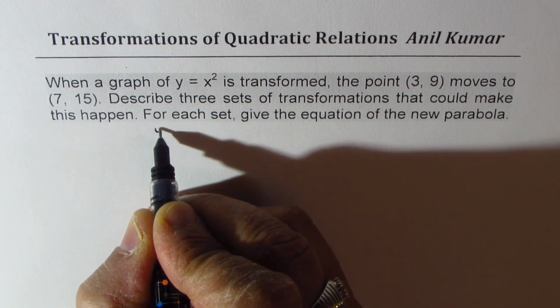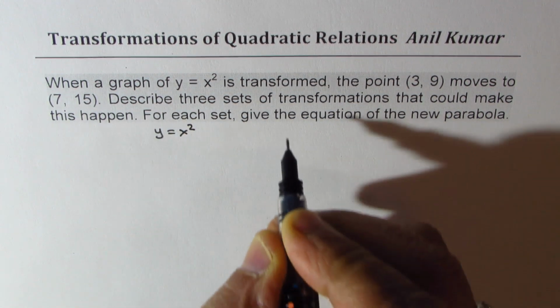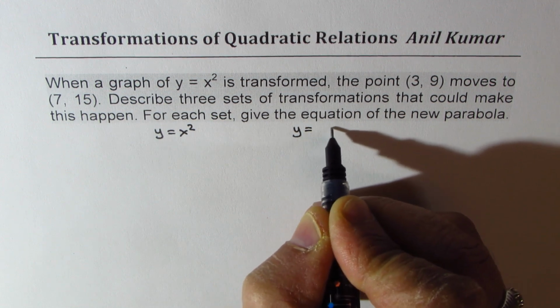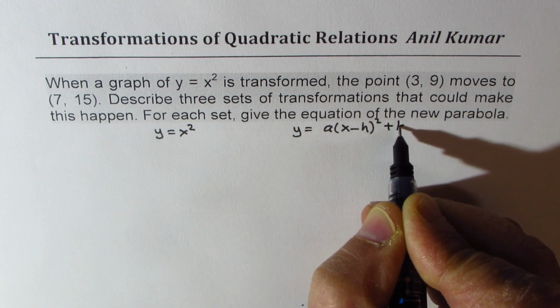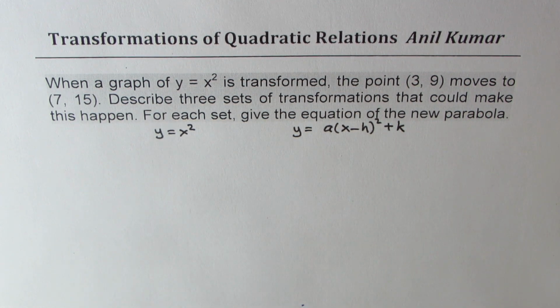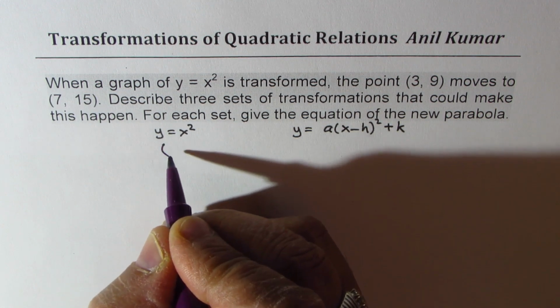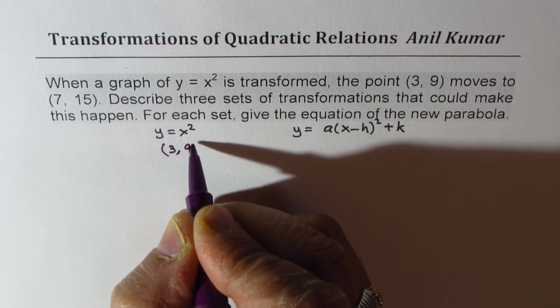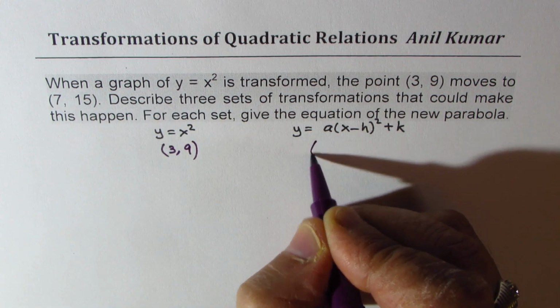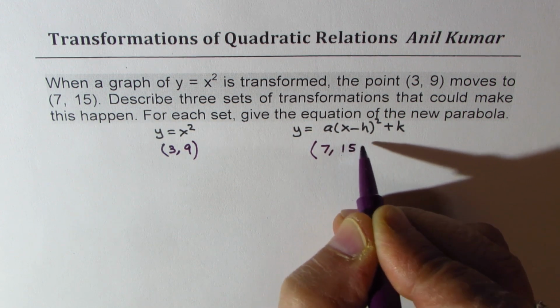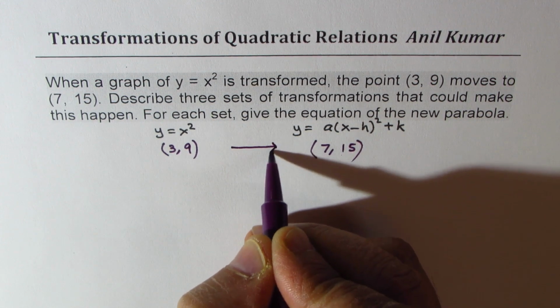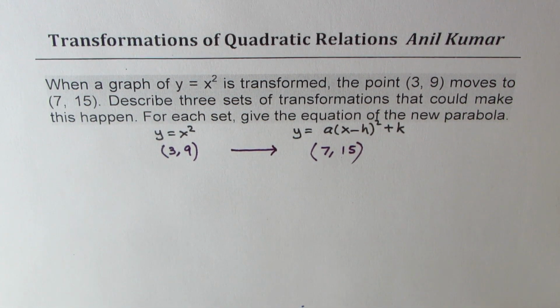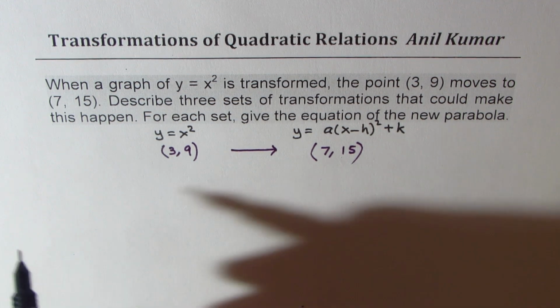So we have a graph which is y equals x squared. It has been transformed to something like y equals a times (x minus h) whole squared plus k, right? On this transformation, we find that the point which was (3, 9) on the original function has now become (7, 15). Now there are many ways it could happen, correct? We need to figure out the transformation. That is the question. So let's see how we could do it.